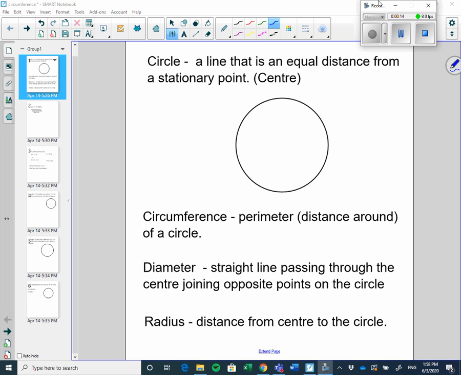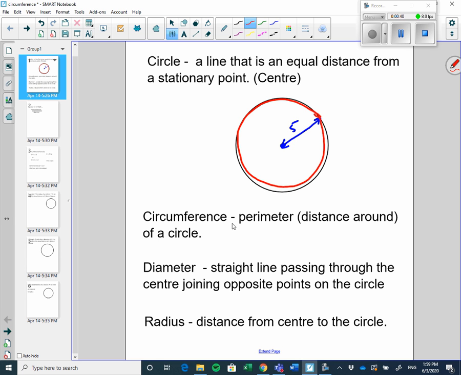So a circle is simply a line that is an equal distance from a stationary point. So at the center of the circle, this is the center, and it's an equal distance, whatever this distance here is. Let's say that distance there is, we'll say 5 centimeters. So a circle is simply a line that is an equal 5 centimeters from the center. So yeah, it's a curved line. I didn't draw very well, but that's exactly what the circle is.